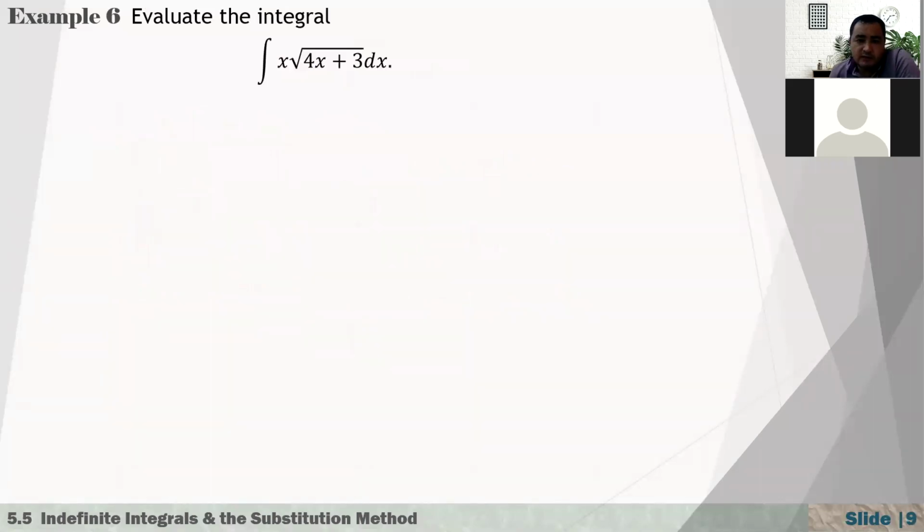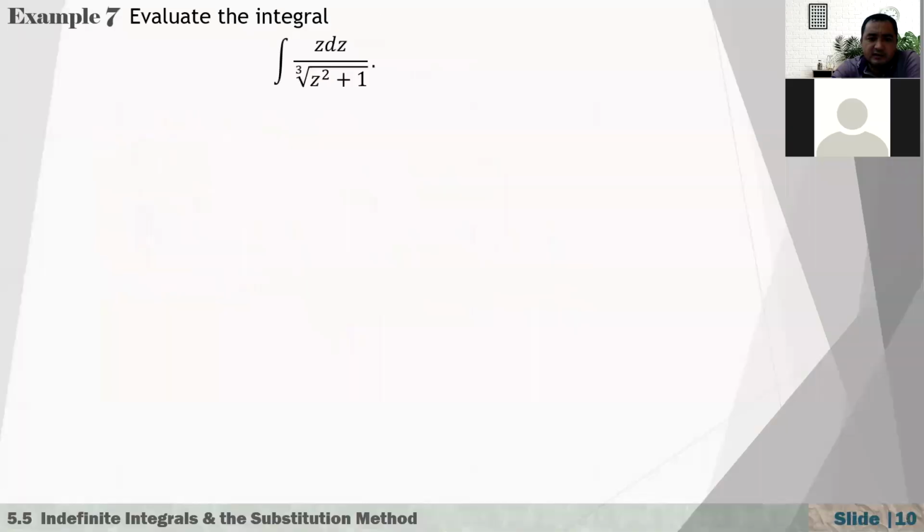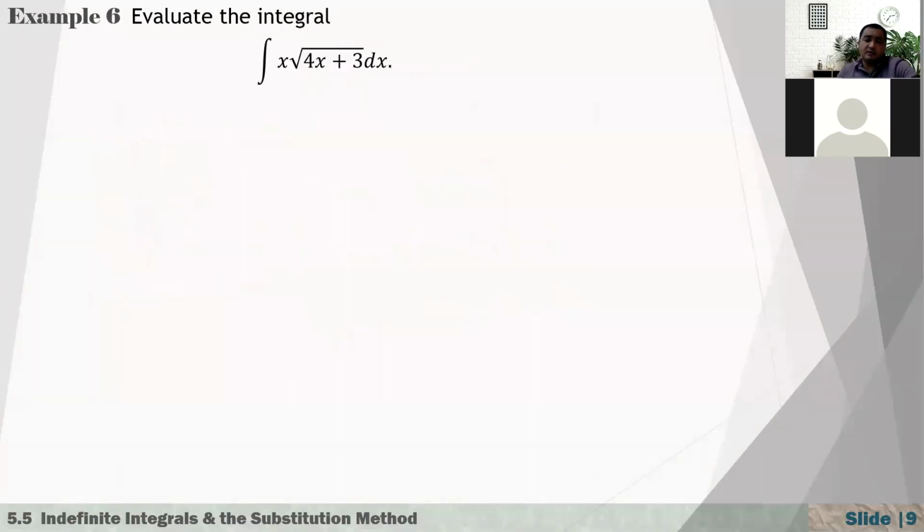Evaluate the integral of x times square root of 4x plus 3 dx. Guys, we have 8 examples, and that's it. After this, we have a break and then the last part of this chapter. Now, x times square root of 4x plus 3, what can we do here? If you bring this x inside, it will be x squared.